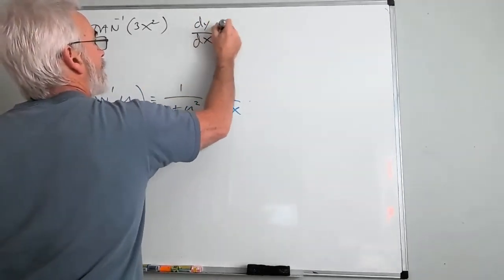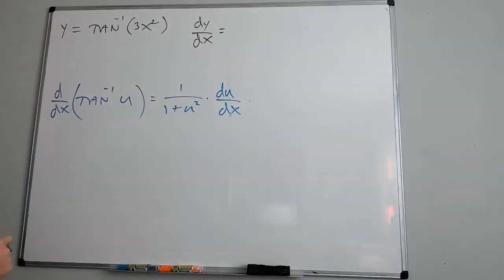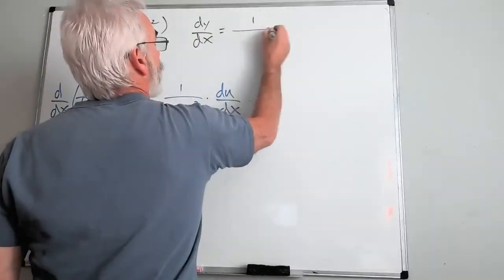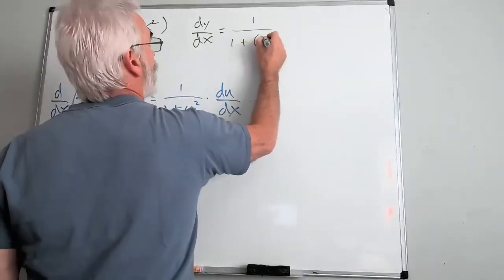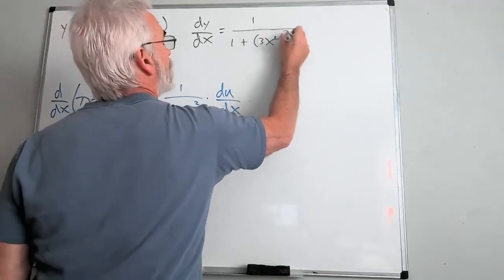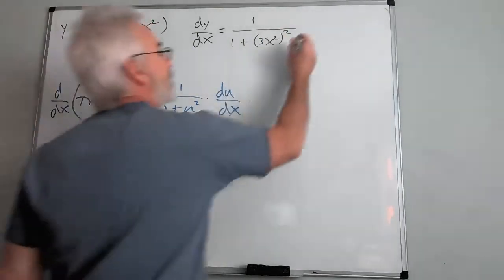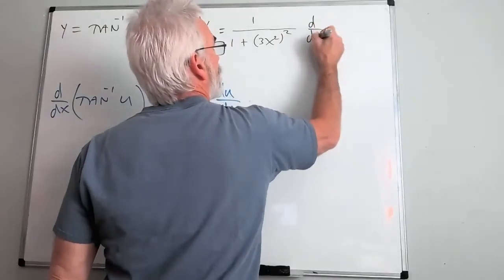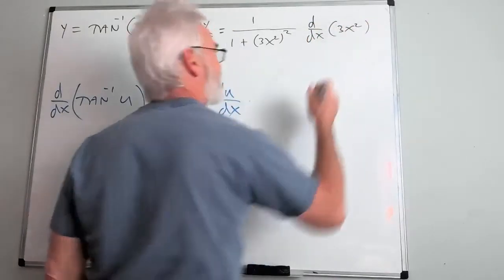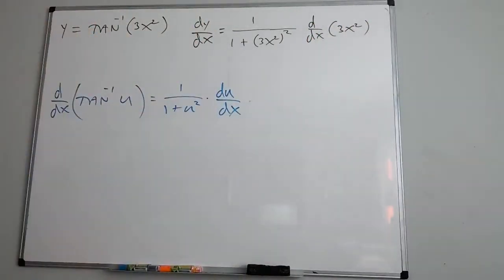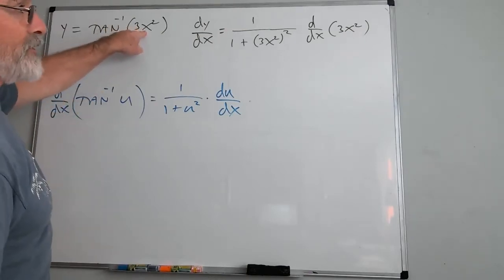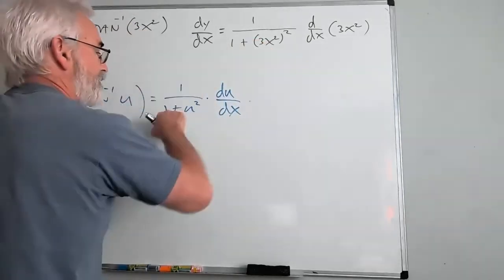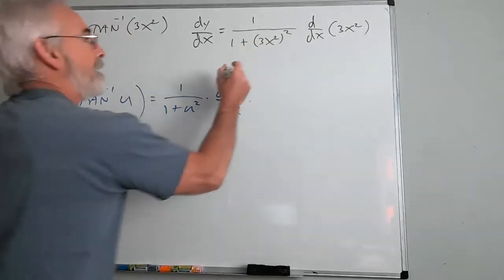What is dy dx? Well, let's see. According to the formula, it should be 1 over 1 plus the square of 3x squared, times the derivative of 3x squared. That's it. That's just not a very complicated formula. The only derivative you take physically is you differentiate the argument. Everything else just goes into a formula.